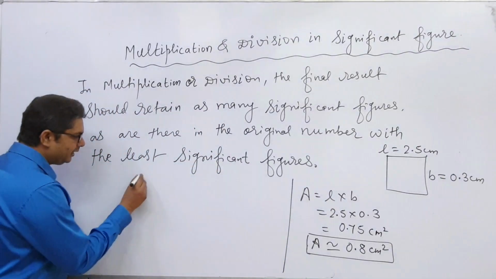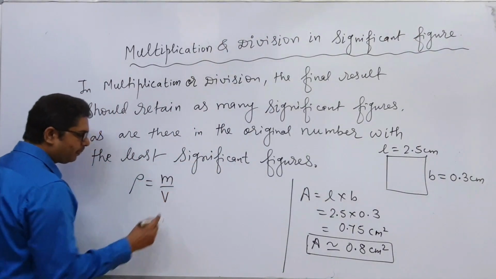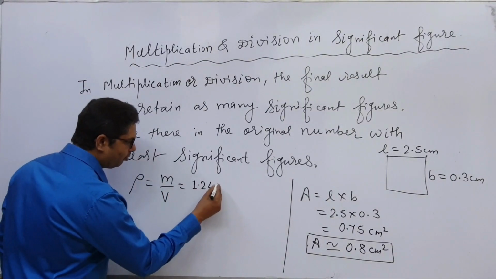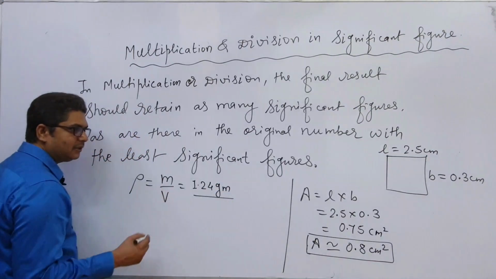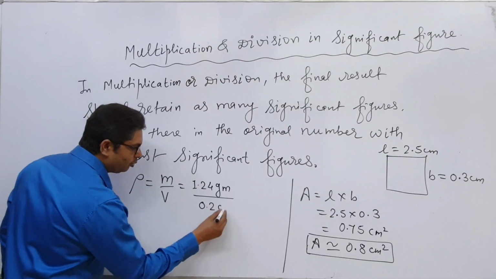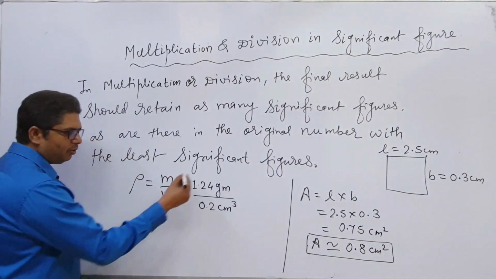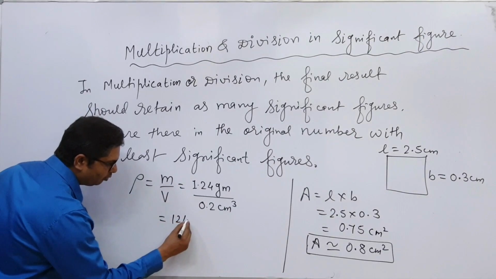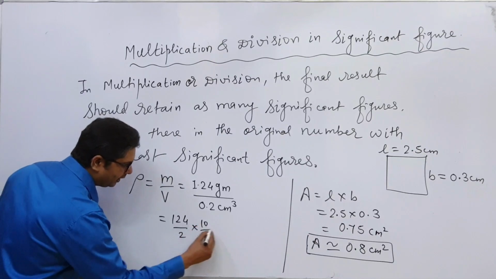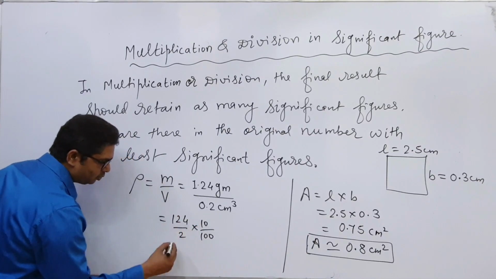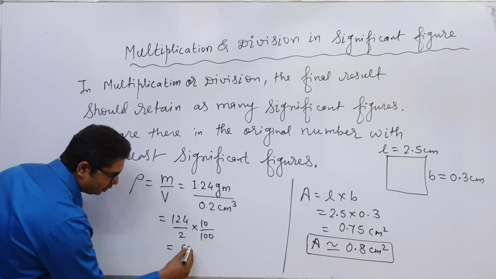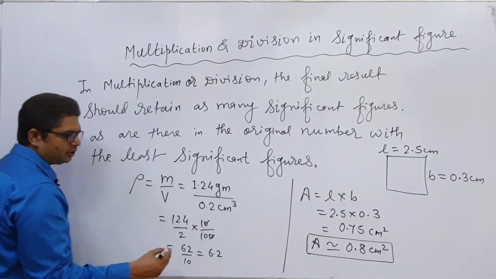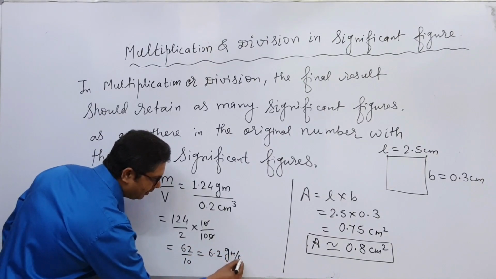Suppose we have to find density. Density rho equals mass by volume. And in the question it is given that mass is equal to 1.24 gram and volume is equal to 0.2 centimeter cube. When you solve it, what answer do you get? You get 124 by 2. So here you have 10 and here you have 100. You cancel out with this 2. So here you have 62 and here you have 10. So you have 6.2. So 6.2 gram per centimeter cube.